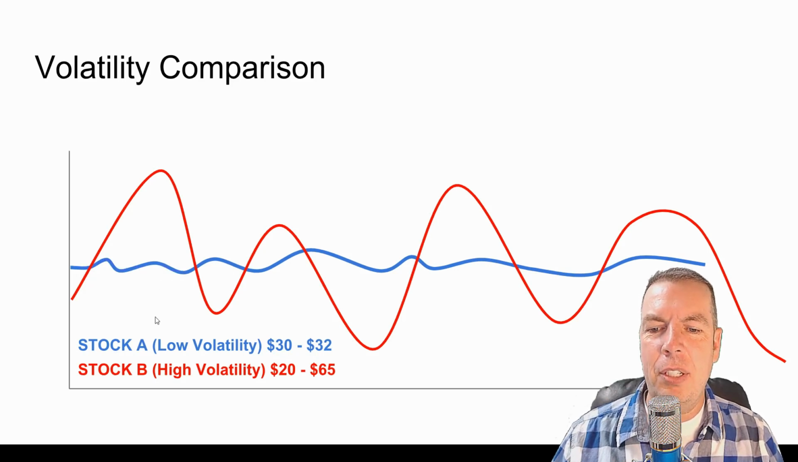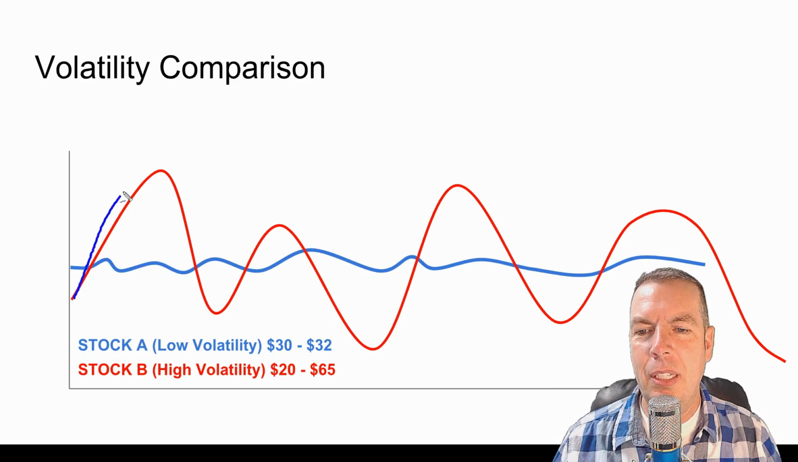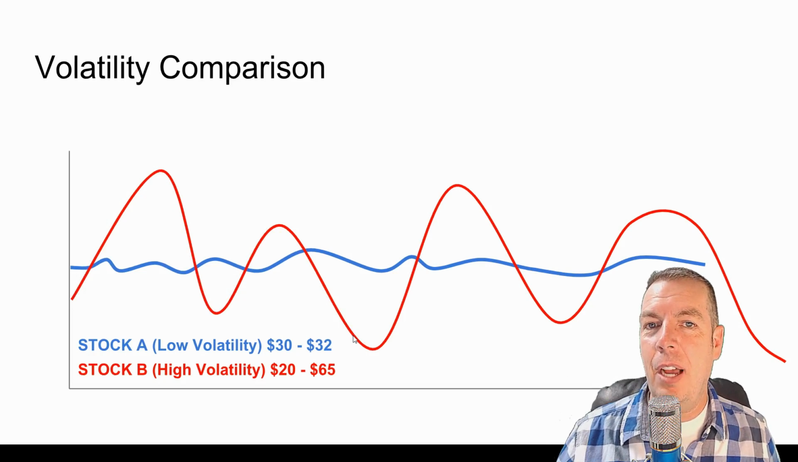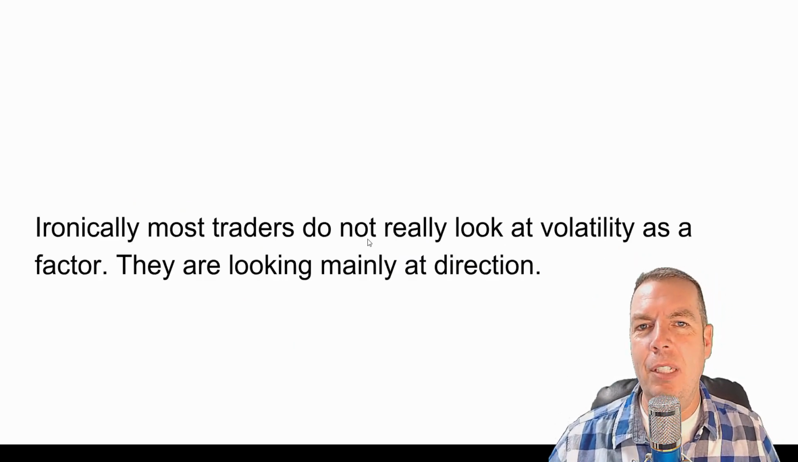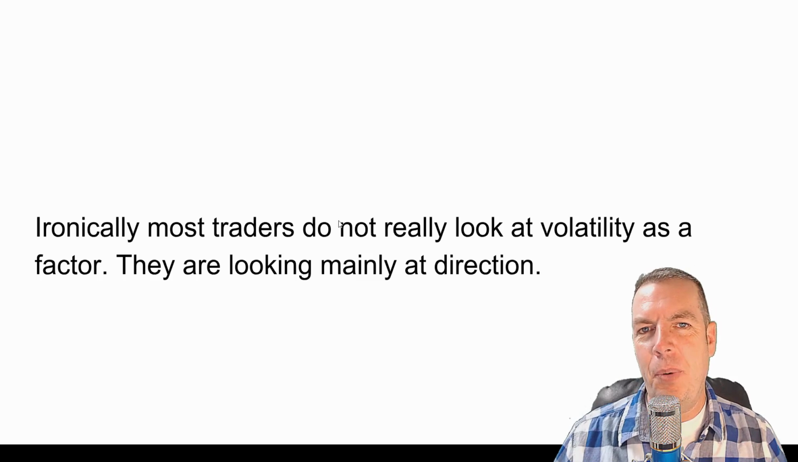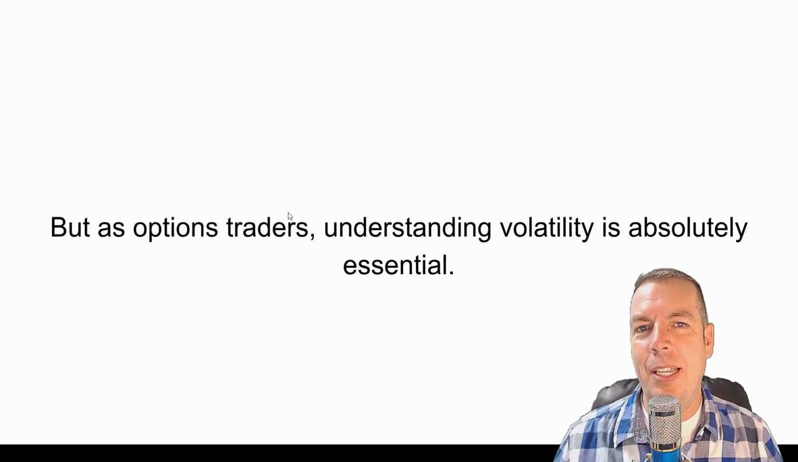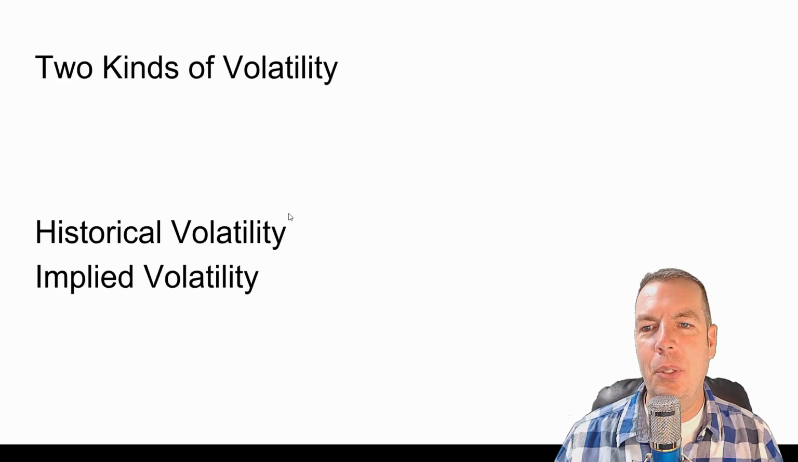Now let's take a look at stock B. We've got high volatility, $20 to $65 swings. So we're looking at a lot of volatility here in stock B, and that would be considered a high volatility stock. But the ironic thing is that most traders don't look at volatility. Most traders are just trying to get the direction of the stock right. They're really not looking at volatility. But as options traders, as I mentioned, understanding volatility is absolutely essential.